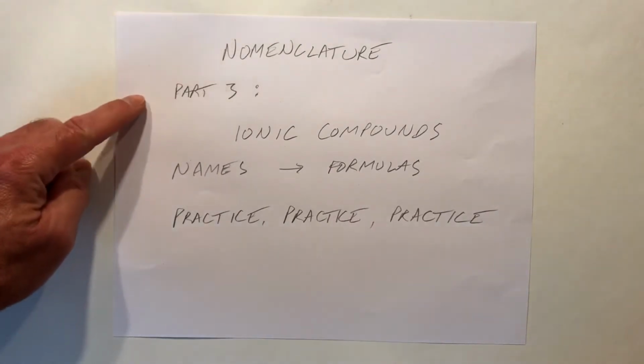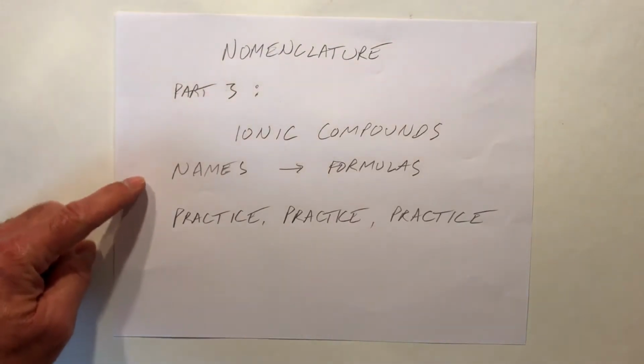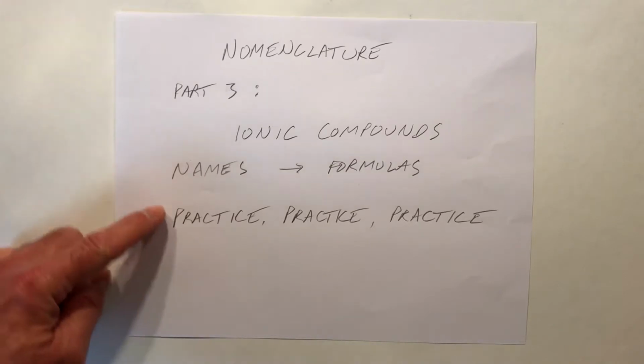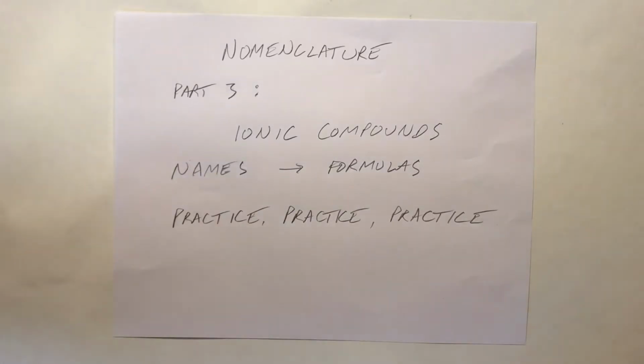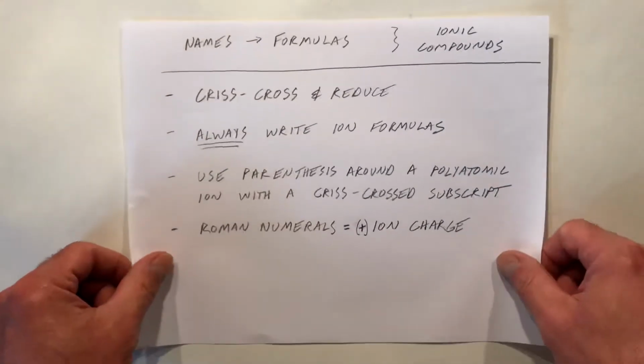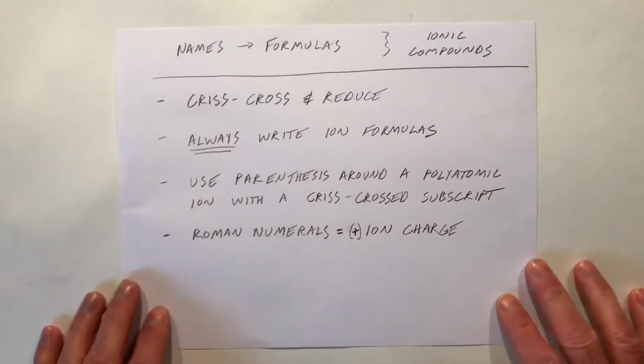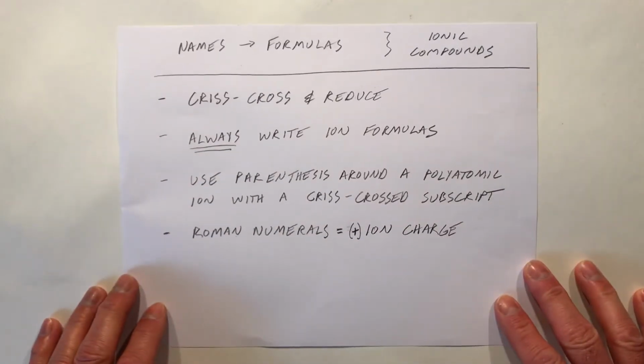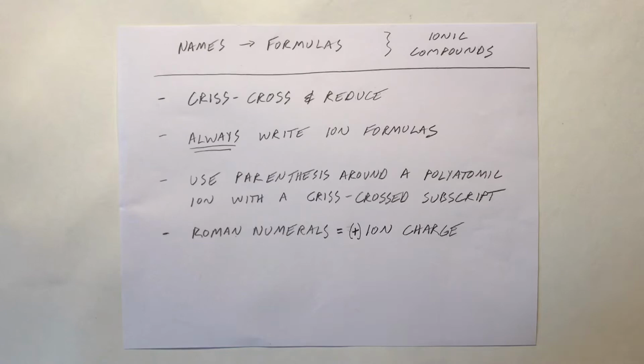Chemical Nomenclature, Part 3. Ionic compounds, turning chemical names into formulas. It's going to take practice, practice, practice. So what we're going to do here is go through and practice the explanation that was made in the previous video. If you didn't see Nomenclature, Part 2, that explains how to do this, you should watch that video first.